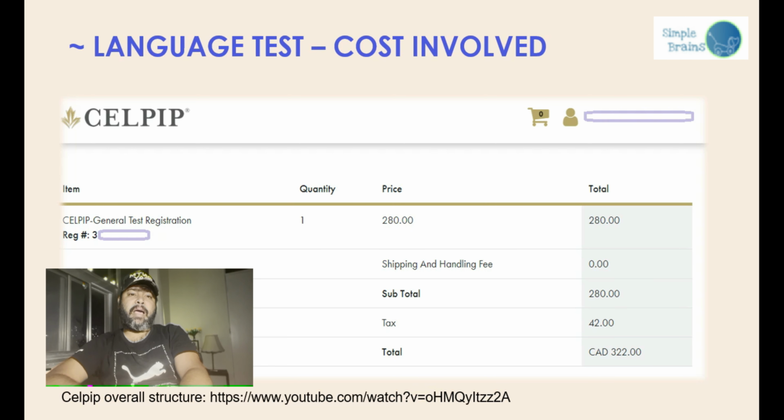So here you see CELPIP I had given. So far I have given IELTS Academic for my student application. I had done that, which was not of course eligible here because you don't want academic here, you want general. So either IELTS General or CELPIP General. I chose CELPIP General. So here the fee was 322. Now CELPIP overall structure, if you want to see, there is a YouTube link I have put in here. You can pause the video and get the link.